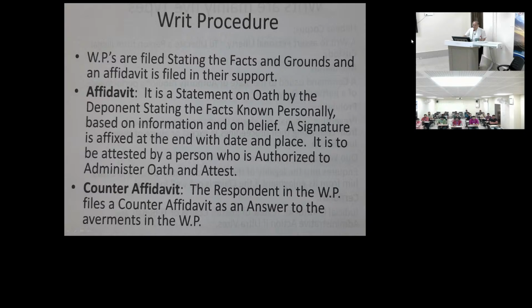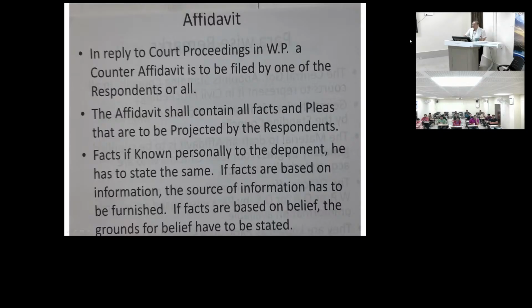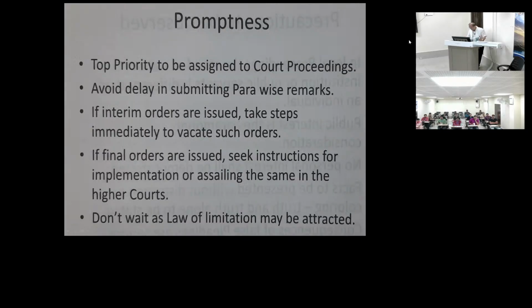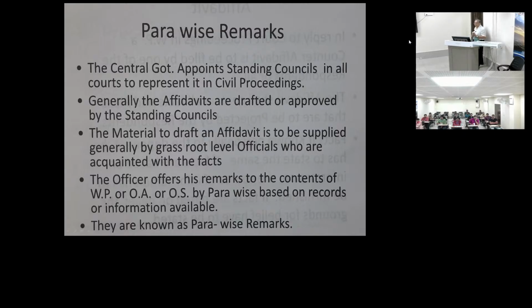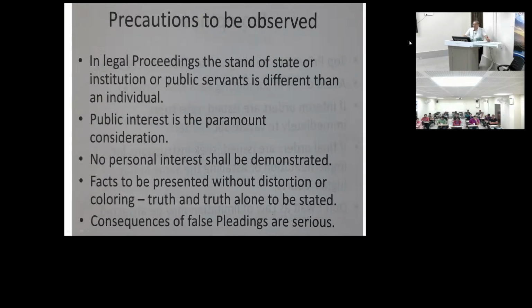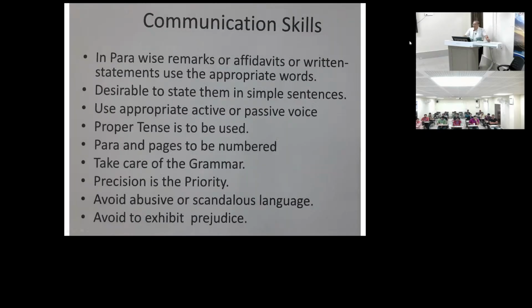Let us have some practical problems and then we have to sort it out. वही अच्छा होगा ना? So I will skip all this. अच्छा, पढ़ा हुआ है comment. How to prepare it? This central government appoints standing counsels in all courts. They will be helping you. But the para-wise comments, you are supposed to submit it to him. I will skip it because our time will not allow.